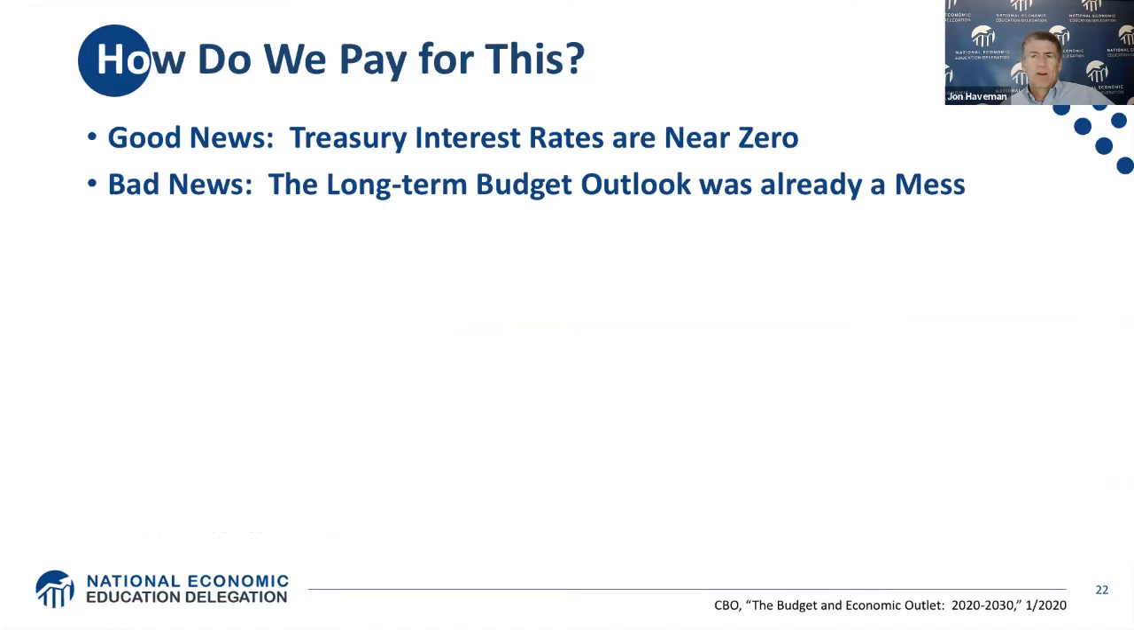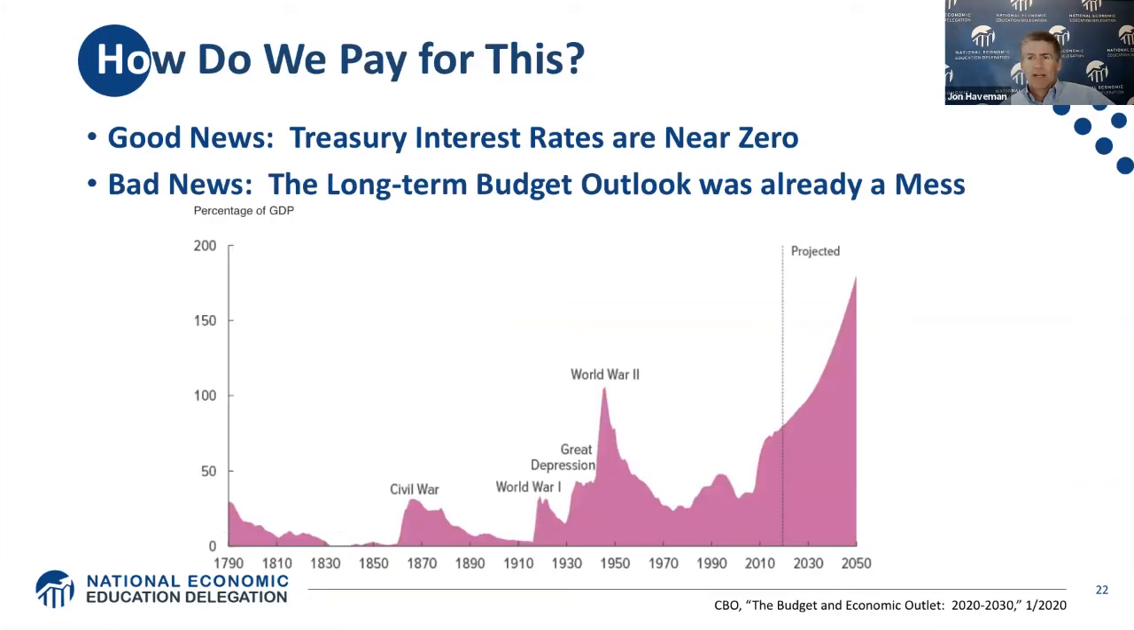And the CBO had estimated that here again, this is our debt relative to GDP. It peaked during World War II. That was the all-time high at a little bit over 100%. Now we're at 80%, and that's forecast. This is before COVID hit. We were forecast to go up to about 180% of GDP by the year 2050. Right now, we're going to jump up 20 percentage points here, which means we're also going to be 20 or more percentage points higher there. The long-term budget outlook was a mess.